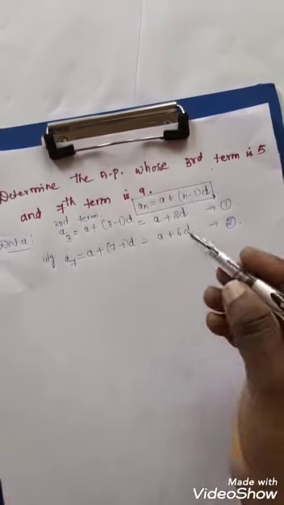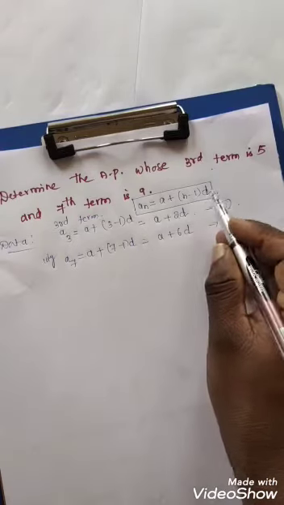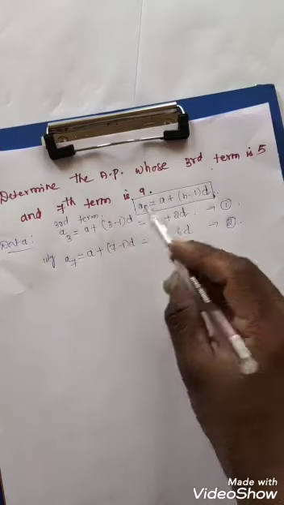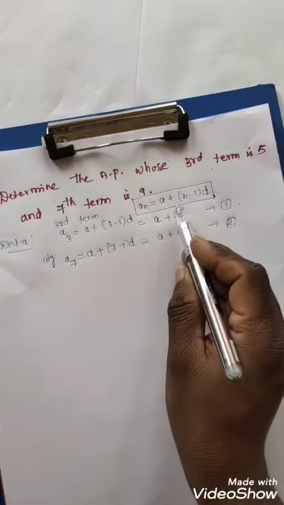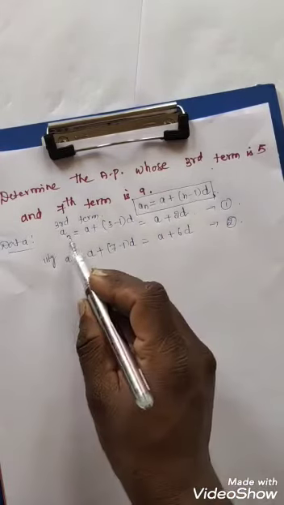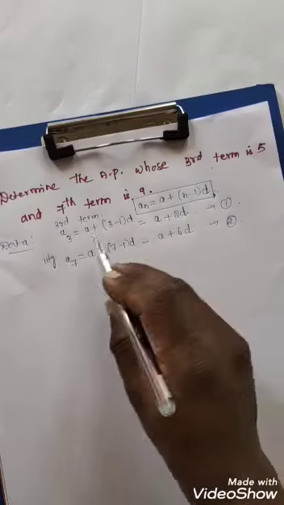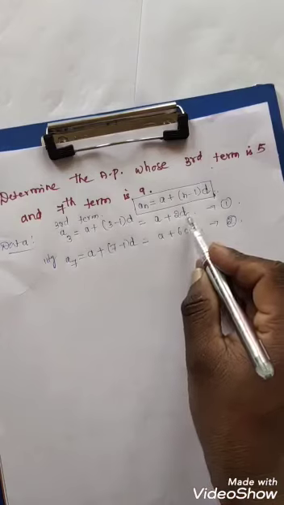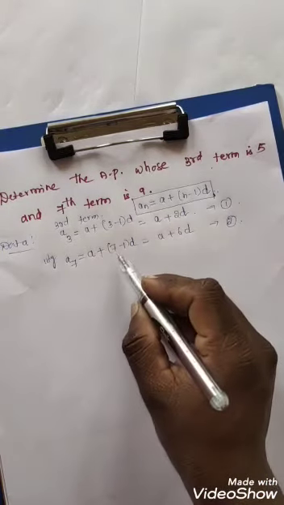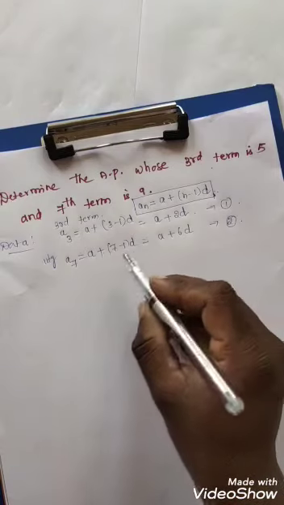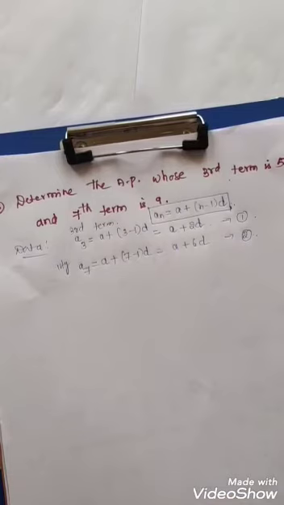I'll repeat this. We know that the nth term of an arithmetic progression, An, is equal to A plus N minus 1 into D. Here we need to determine the arithmetic progression whose third term is 5. So the third term can be written as A3 equals, substituting N is 3, A plus 3 minus 1 into D, we get A plus 2D. That is equation number 1. Then the seventh term, A plus, substituting N as 7, 7 minus 1 into D, we get A plus 6D, call it equation number 2. Is it clear to all children?